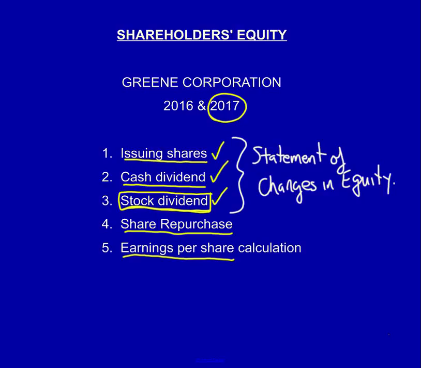Hi, Else here, and in the previous set of videos, we completed the issuing of shares, cash dividend, stock dividend, and the statement of changes in equity. What we're now doing is a question that will have share repurchase as well as the calculation for earnings per share. We're going to continue on with Greene Corporation, but this time we're going to be doing 2017.